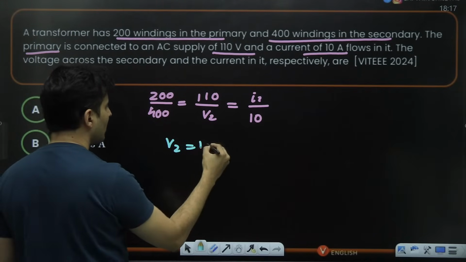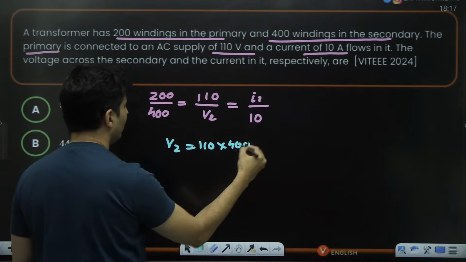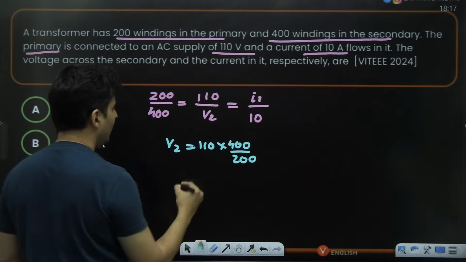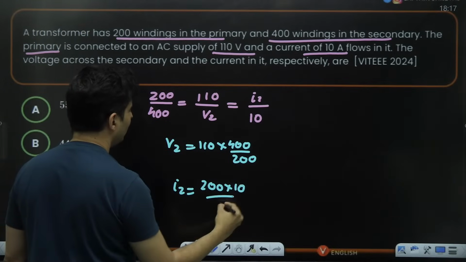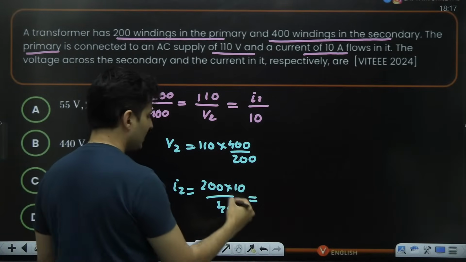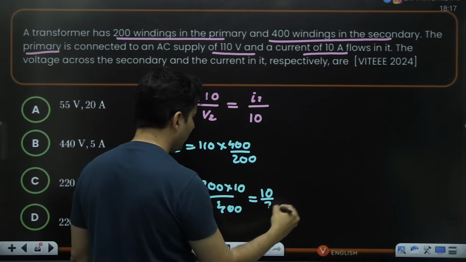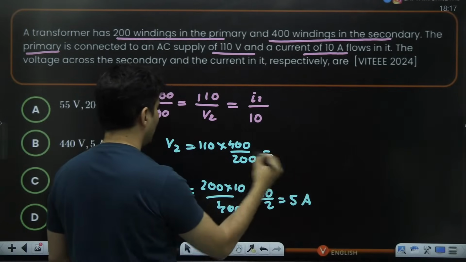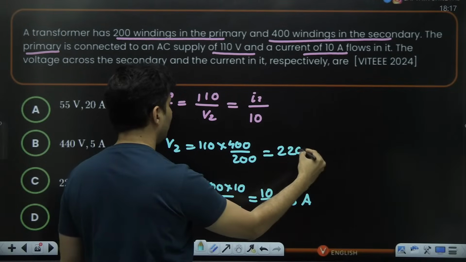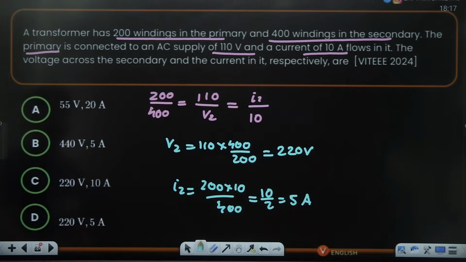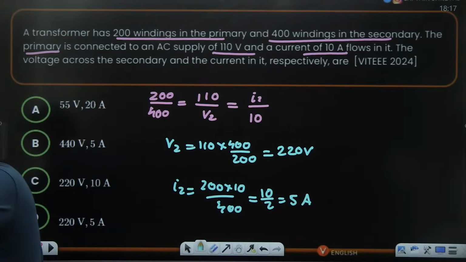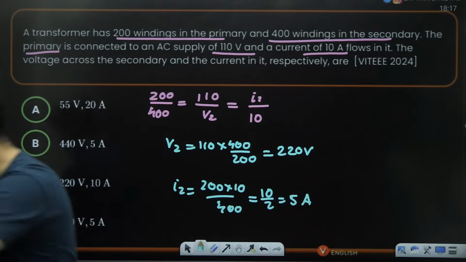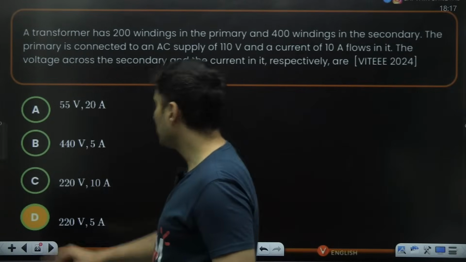So V2 will be 110 multiplied by 400 divided by 200, and I2 will be 200 multiplied by 10 divided by 400. So this is half, 10 by 2, which is nothing but 5 amperes. And this factor is 2, so this will be 220 volts. So 220 volts and 5 amperes, which is the D option. Is that right? So directly you can get it using the transformer formula. Very good. Excellent. Moving on to the next question.